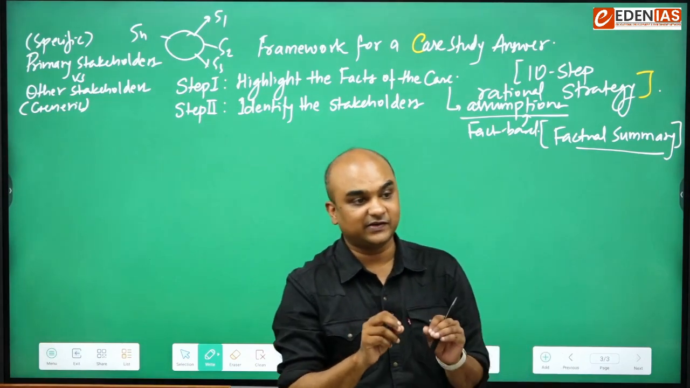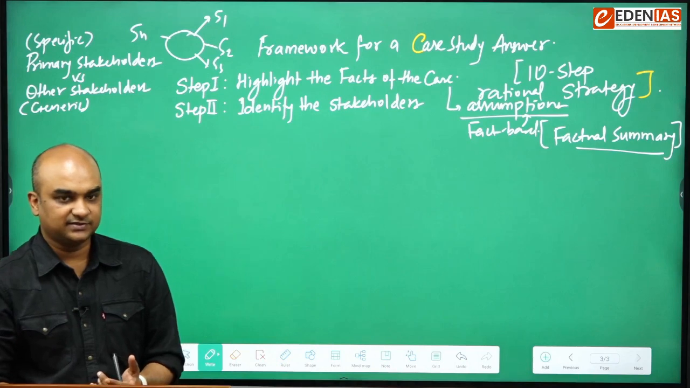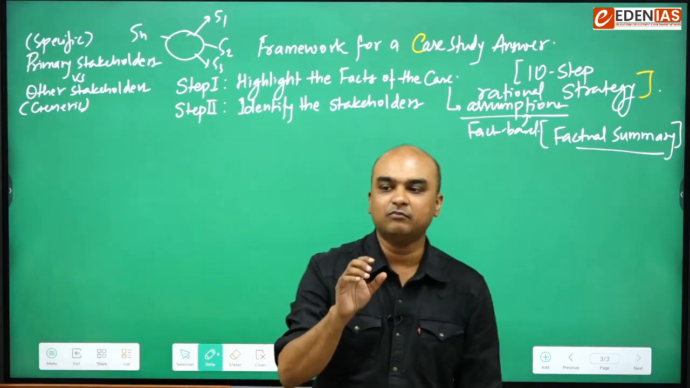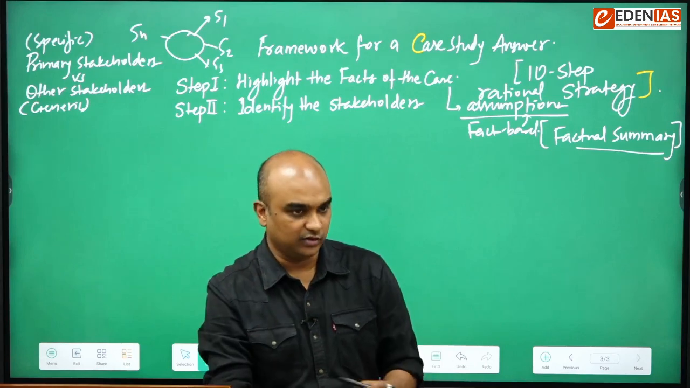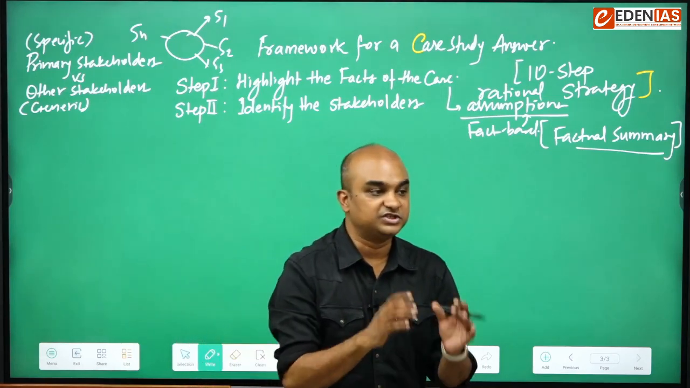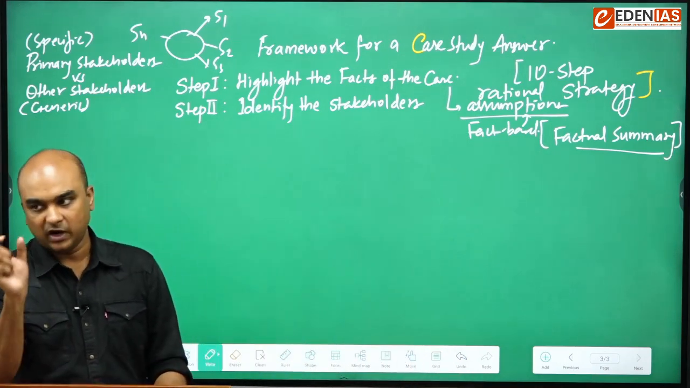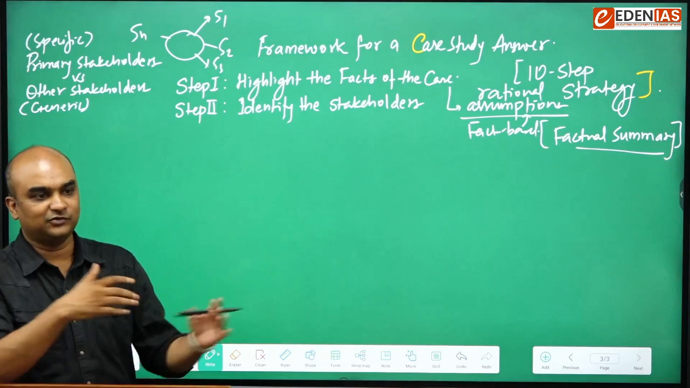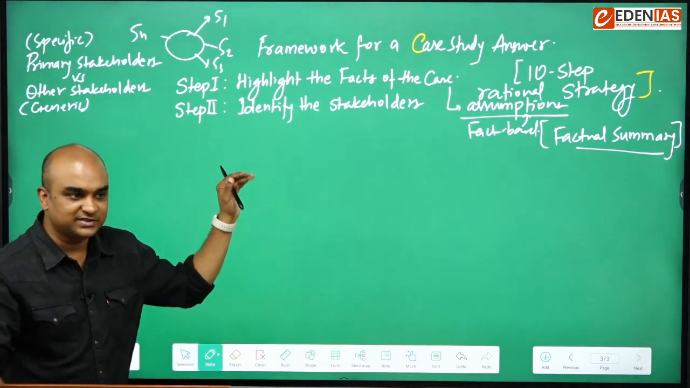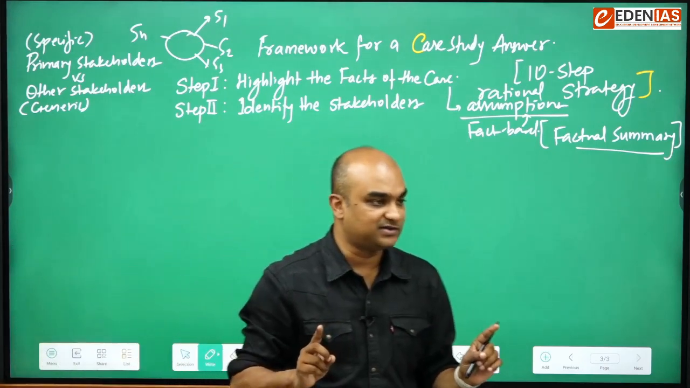Now this identification of stakeholders also is an intelligent exercise. What I would suggest here is that you should not identify more than 5 to 6 stakeholders. You should not go beyond that. Why? Because you will not be able to do justice to all of them in your answer writing, because the word limit is 250 words. You don't have to write an essay, although the questions are big. The length of the answer is only 250 words. So keep this in mind.